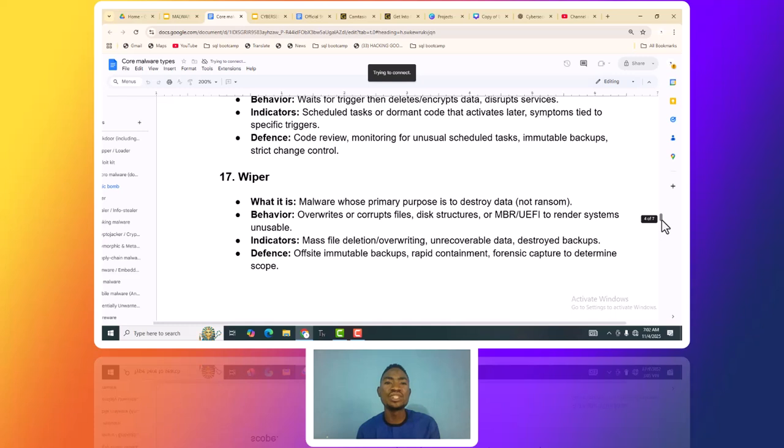When there is mass deletion or overwriting or unrecoverable data or even disk, your backup is suddenly being destroyed, it means that Mr. Wiper the Viper is already at your desktop, and you need to deal with it, or you need to protect yourself against it. And one of the things you need to do is offsite immutable backup. You have to develop immutable backup, a backup that cannot be easily affected by malware, and so you need to use strong protection to do so, or rapid containment, or use forensic capture to determine the scope of the attack.